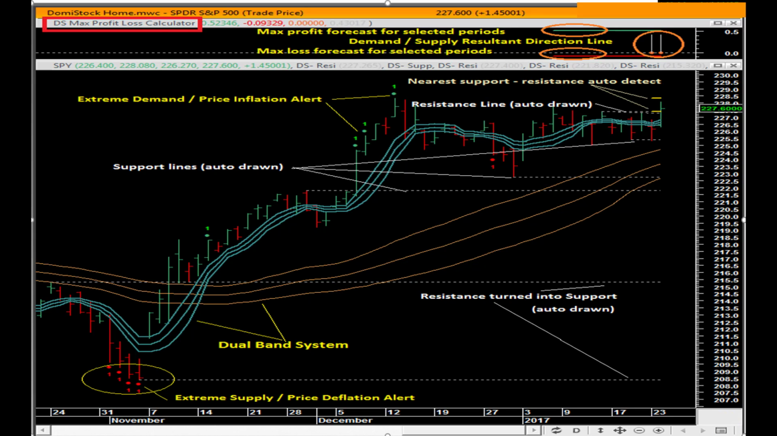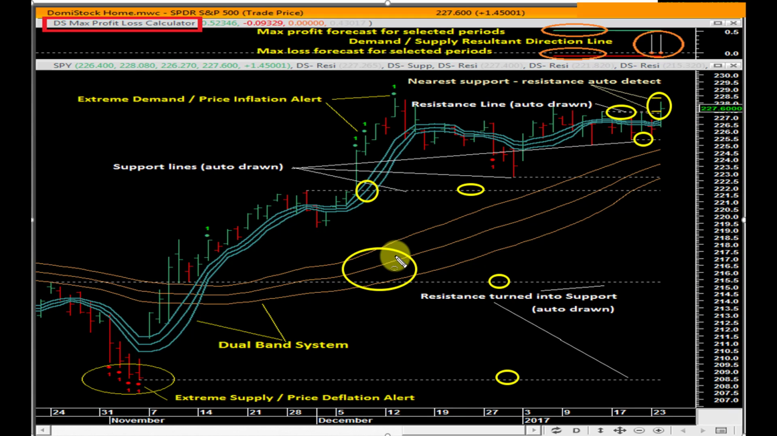To start using the dual band trading system, the user can apply the dual band trading system's template to any chart. The template's main window includes the short-term band, the long-term band, the automatically drawn support lines, like this one and that one, the automatically drawn resistance lines, like this small one here, and this past resistance line that turned to a support one after being breached by the price. It also includes the nearer support and resistance lines, which are automatically detected and drawn, and can be used for both target and stop-loss purposes.